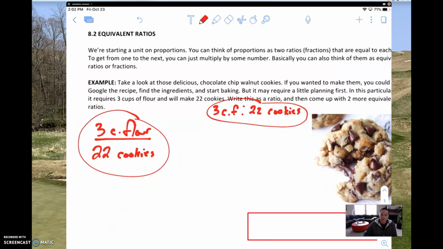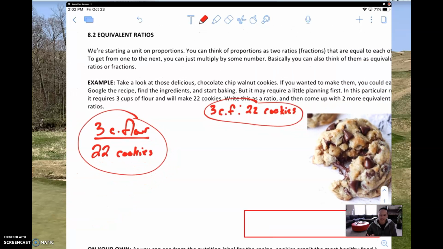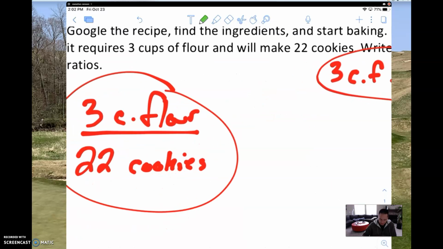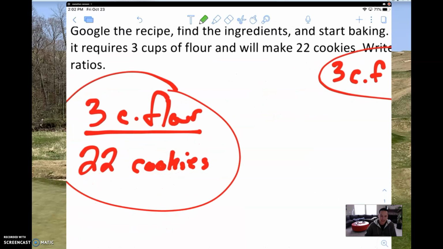But now we want to come up with 2 more equivalent ratios. So if I want to keep that exact same recipe, let's say I want to double it. Let's say I'm really getting hungry for these cookies. I'm going to double the recipe. So I'm going to make an equivalent ratio. What I can do is I can just take that top and bottom and I can just double it. So if you multiply it by 2 on the top and 2 on the bottom, it's still going to be the same recipe of cookies. Now it's just a little bit bigger.